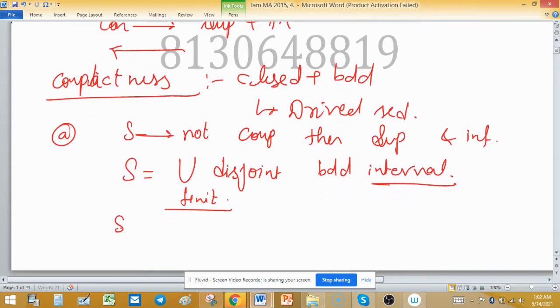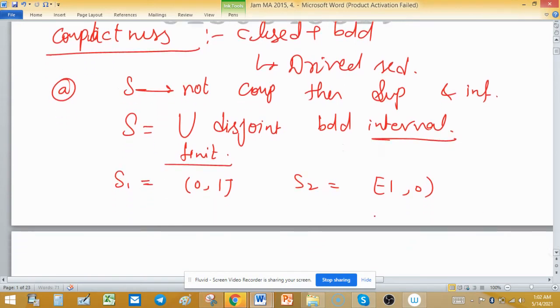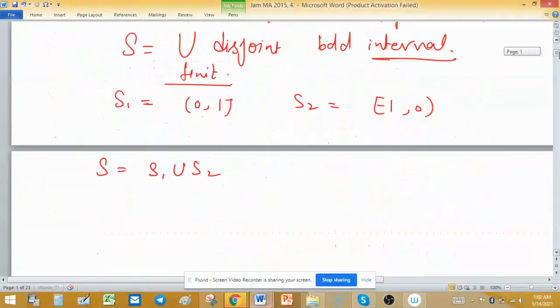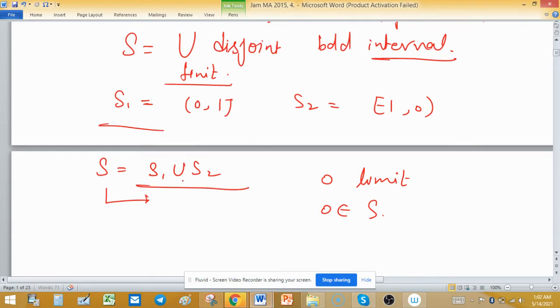So consider S1 as the semi-open interval (0, 1], and S2 as the semi-closed interval [-1, 0). So S is the union of S1 and S2. As option A says, if S is not compact, we have to check whether S is compact or not. 0 is a limit point, but 0 does not belong to S. You can see S is the union of S1 and S2, so in the union 0 is not there, but 0 is a limit point.